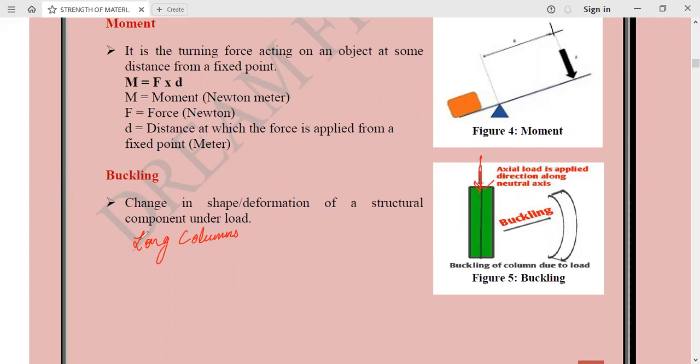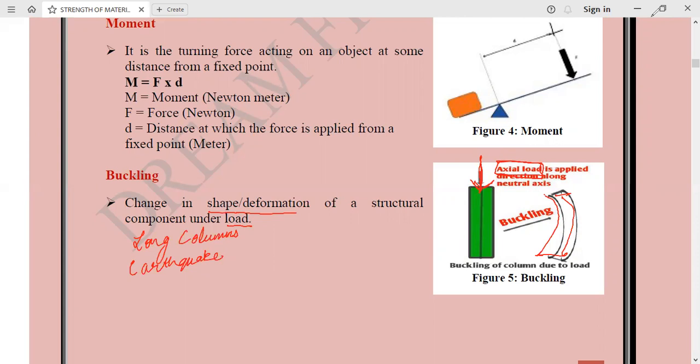Buckling will usually occur in long columns during an earthquake. In buckling, what happens? When you apply an axial load to an element, the element will buckle. So it is the change in shape or deformation of a structural component under load. It is known as buckling. And the load is axial load. That is the main difference between bending and buckling.